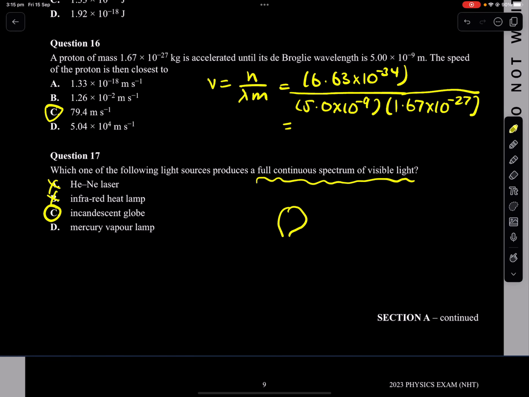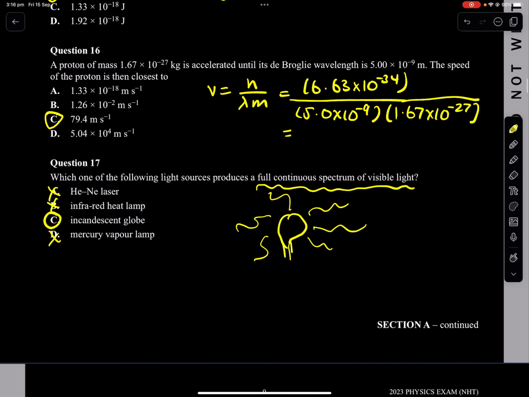Remember, think of an incandescent globe like that. It creates every wavelength of light in the visible spectrum. A mercury vapor lamp? No. Incandescent is the best answer to put.